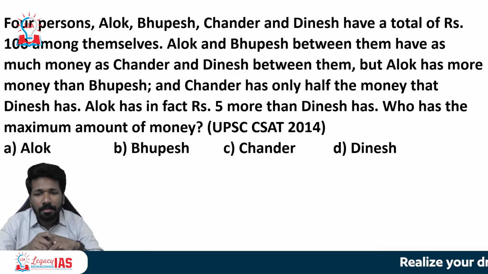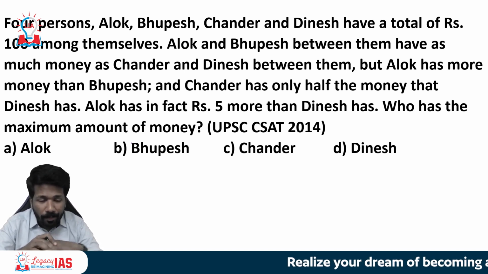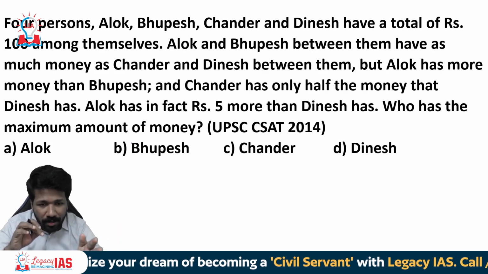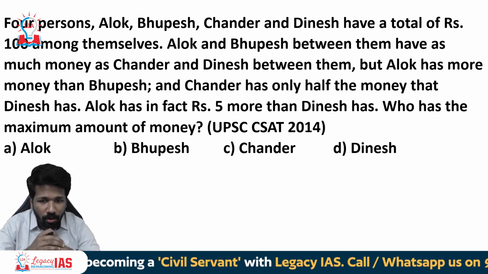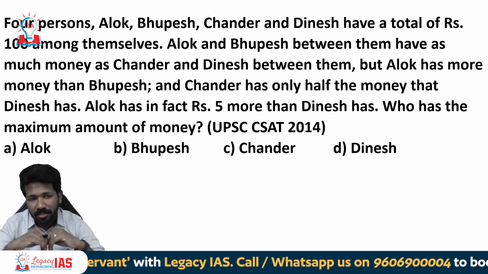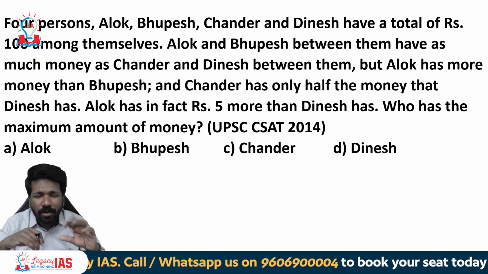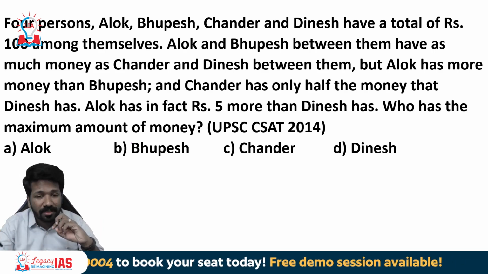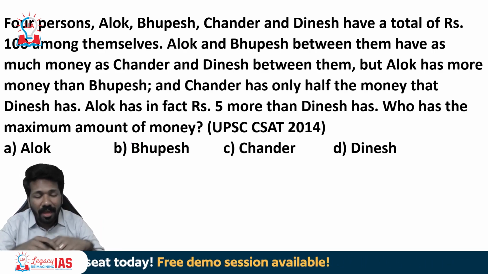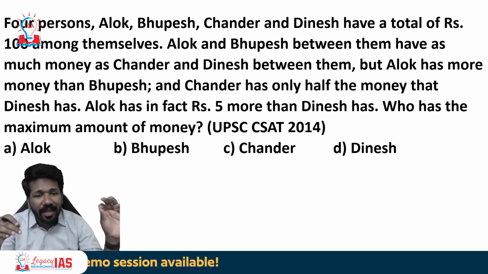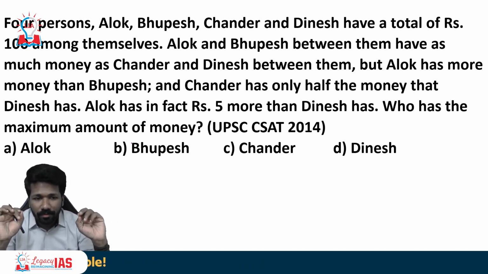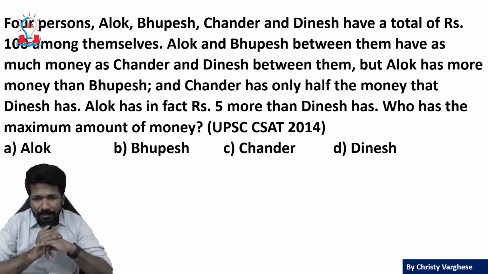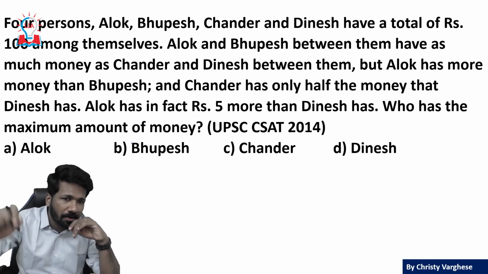Who has the maximum amount of money? The name of that person is the correct answer. Alok, Bhupesh, Chandar, Dinesh are the 4 options. That means we don't have to find how much is that maximum amount of money or how much money each person has. That is not our concern at all. Our concern is who got the maximum amount. We just have to compare that. We don't have to exactly find how much is the money. By that perspective, you have to read the question again.